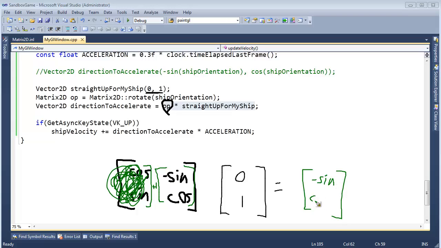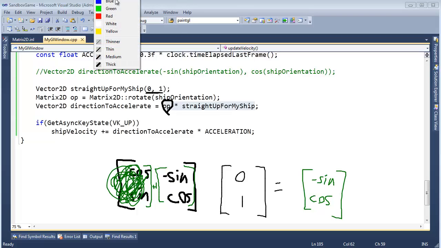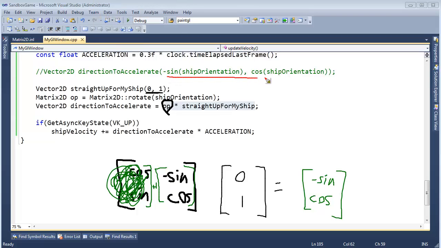and cosine. Now wait a minute. Isn't that what we used right here? Negative sine and cosine? Huh? No, it's not as magical as it probably appears. There it is.